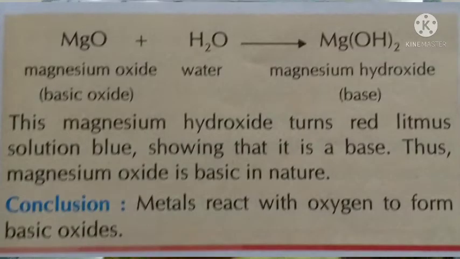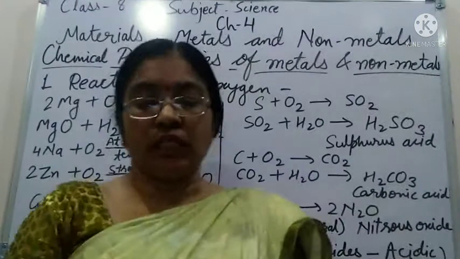The litmus test, when we do it for a base, we will take red litmus paper. And when we dip the red litmus paper in this solution, then you will observe that the color of the red litmus paper turns into blue. It shows that the magnesium hydroxide which is formed is basic in nature.